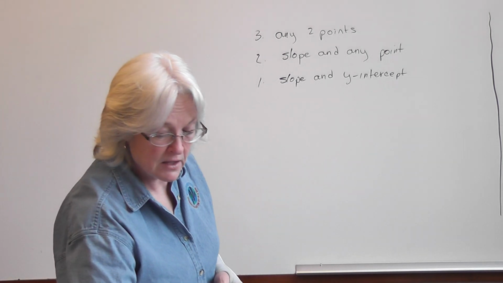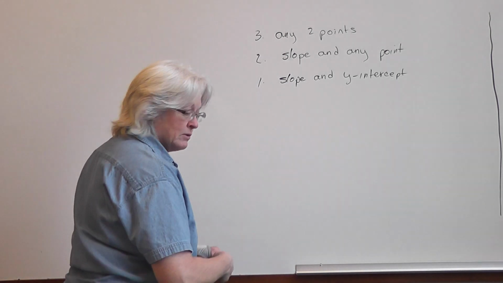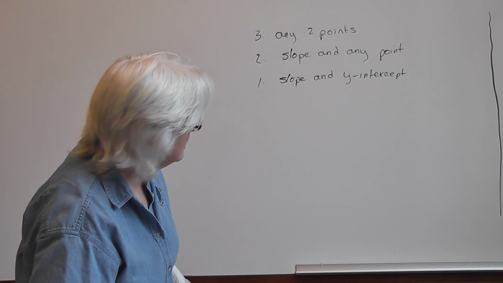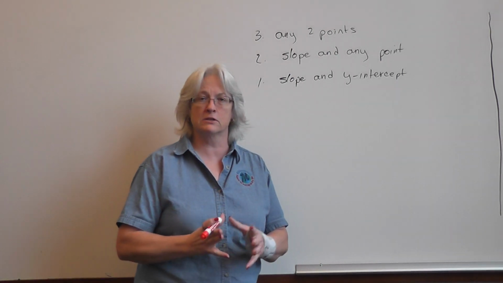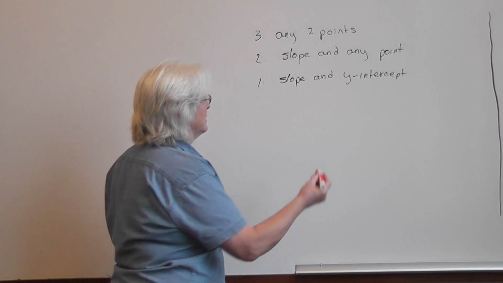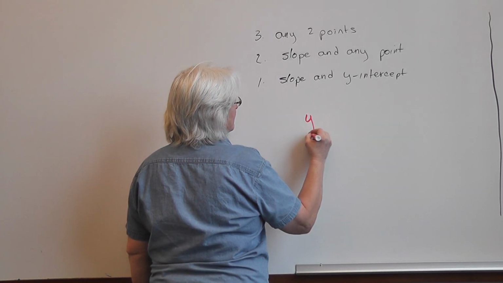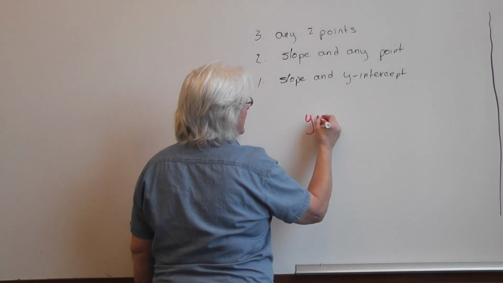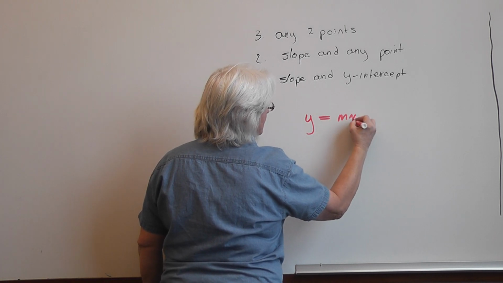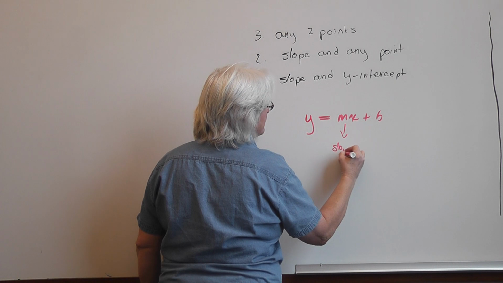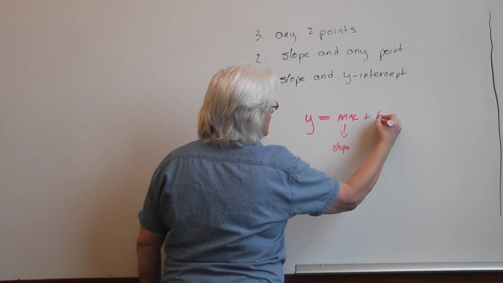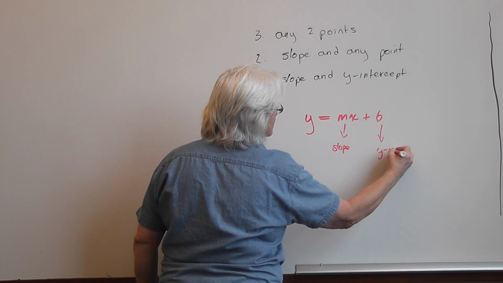We learned that there is a particular form of the equation of the line. It was called the slope-intercept form of the line. And that formula says that y is equal to mx plus b, and that m is the slope of the line, and b is the y-intercept.